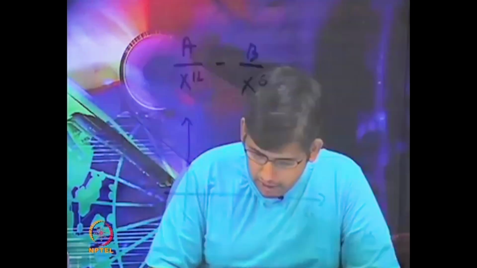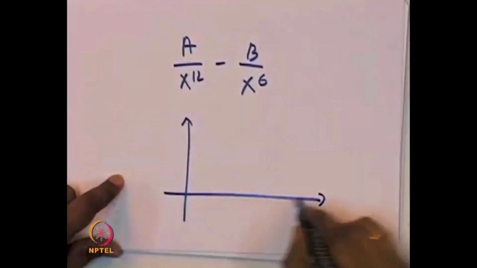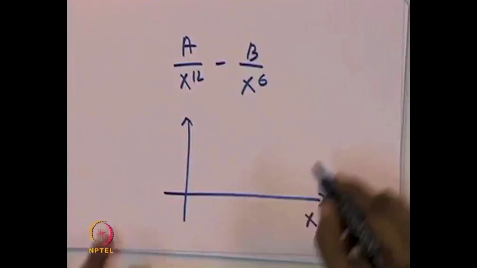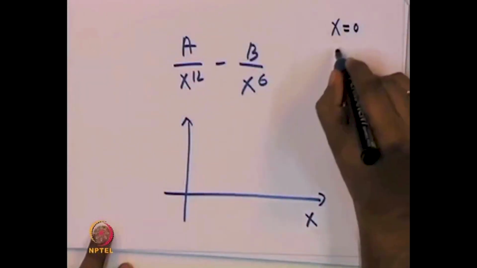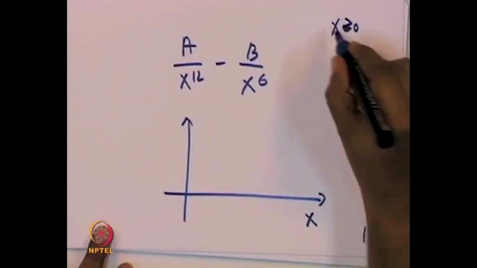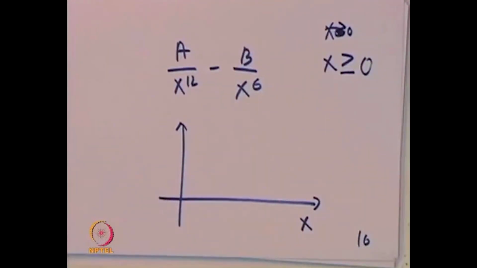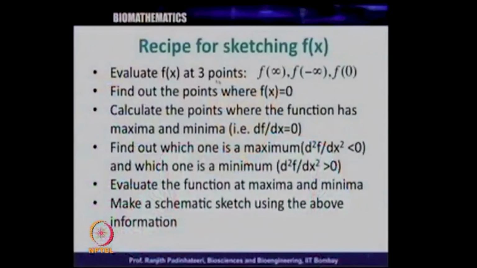So, x starts from 0 and goes to positive, and we want to see how this function looks in this part. So, x is greater than or equal to 0. We are interested only in x greater than or equal to 0. In that sense, in this recipe, f of minus infinity has no meaning, because x does not go to minus infinity, it is not a physical thing for us. So, we will evaluate the function at x equal to infinity and x equal to 0.